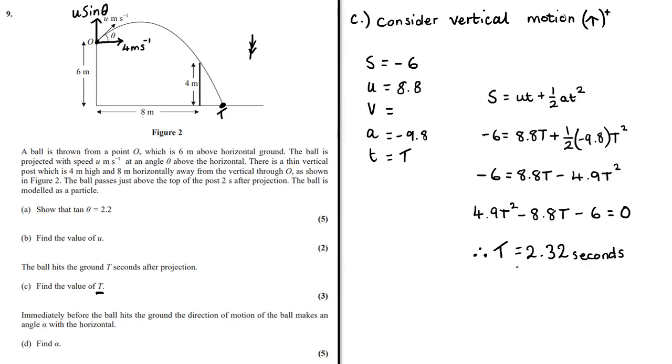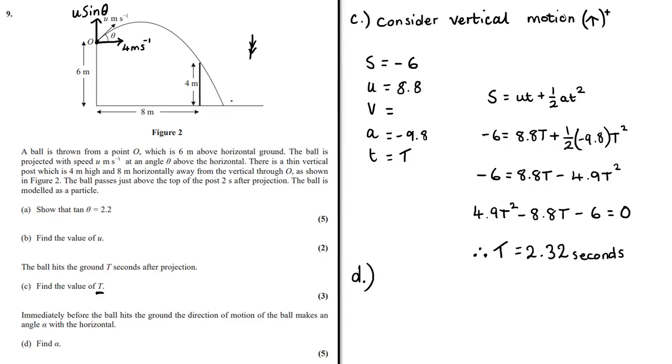And there we have it. So that's the solution to part C. And then finally, we arrive at D here. So for D, we're told that immediately before the ball hits the ground, the direction of motion of the ball makes an angle alpha with the horizontal. Find alpha. So what I'm going to do is clear this little drawing that I've done for T, this little T here and this point, and just think about what's happening here.